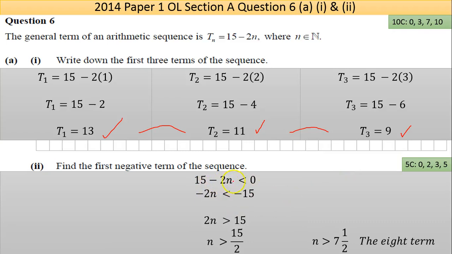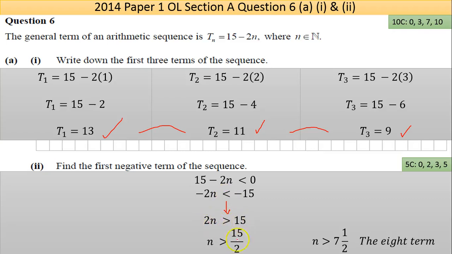I said the term of the sequence will be less than 0. So solve it. It's an inequality of one unknown, and it can be solved. Bring the 15 across, it becomes minus 15. Here I multiply both sides by minus 1 in order to remove the minus. If you change the sign in an inequality, it changes the inequality's direction, so see here the difference. So 2 times some number is greater than 15.